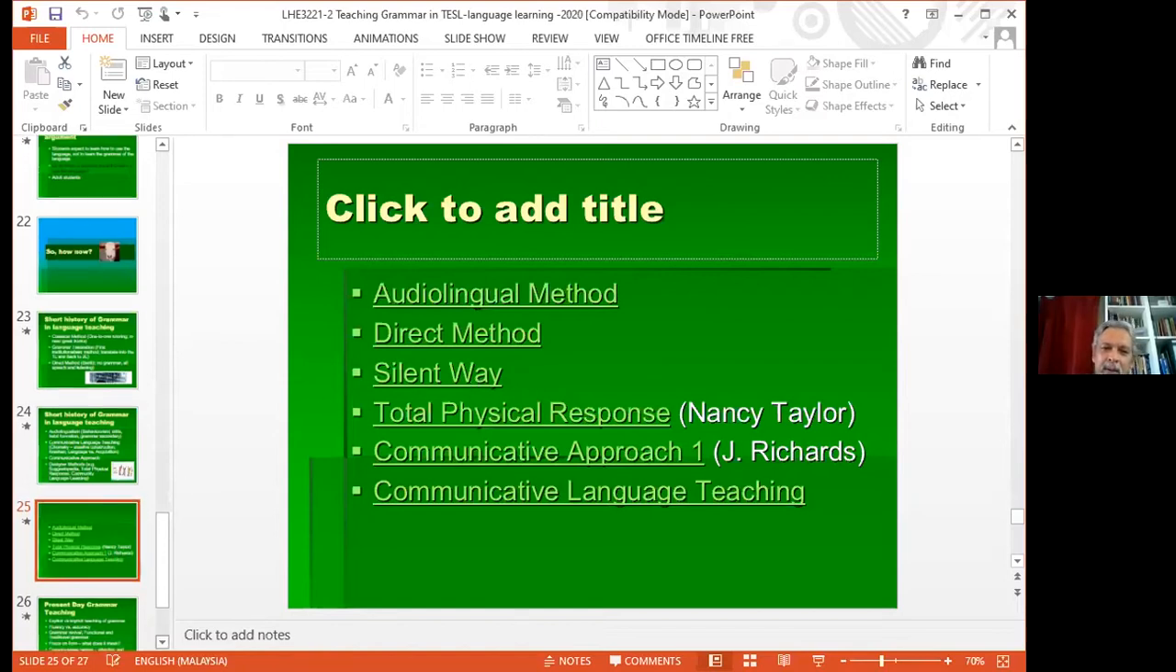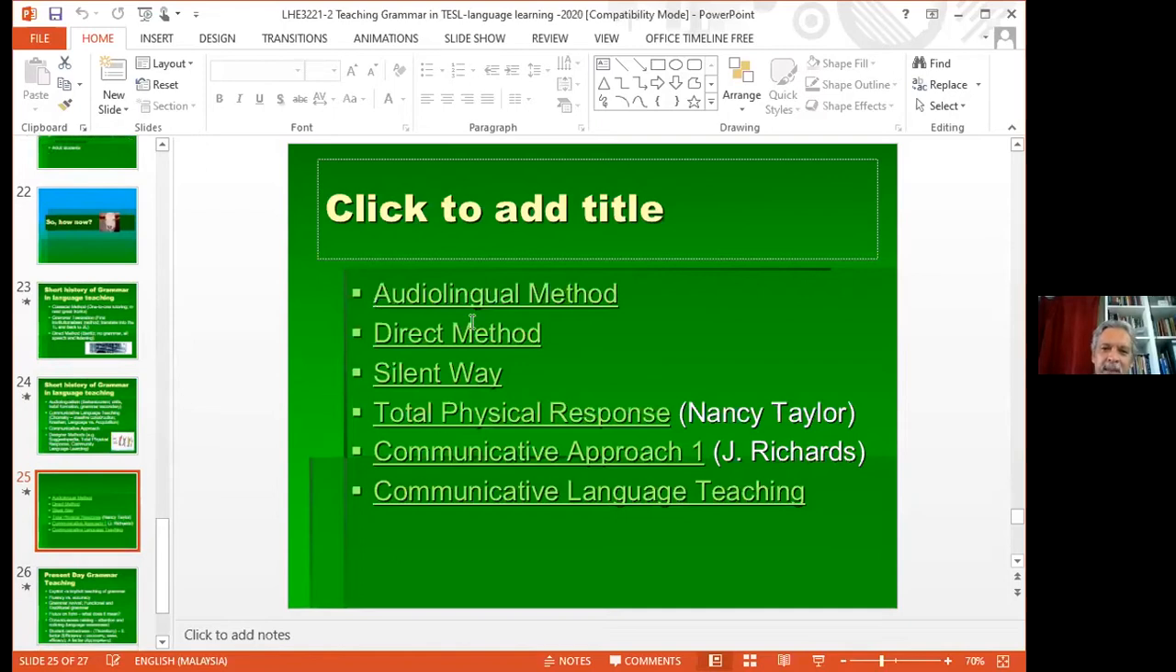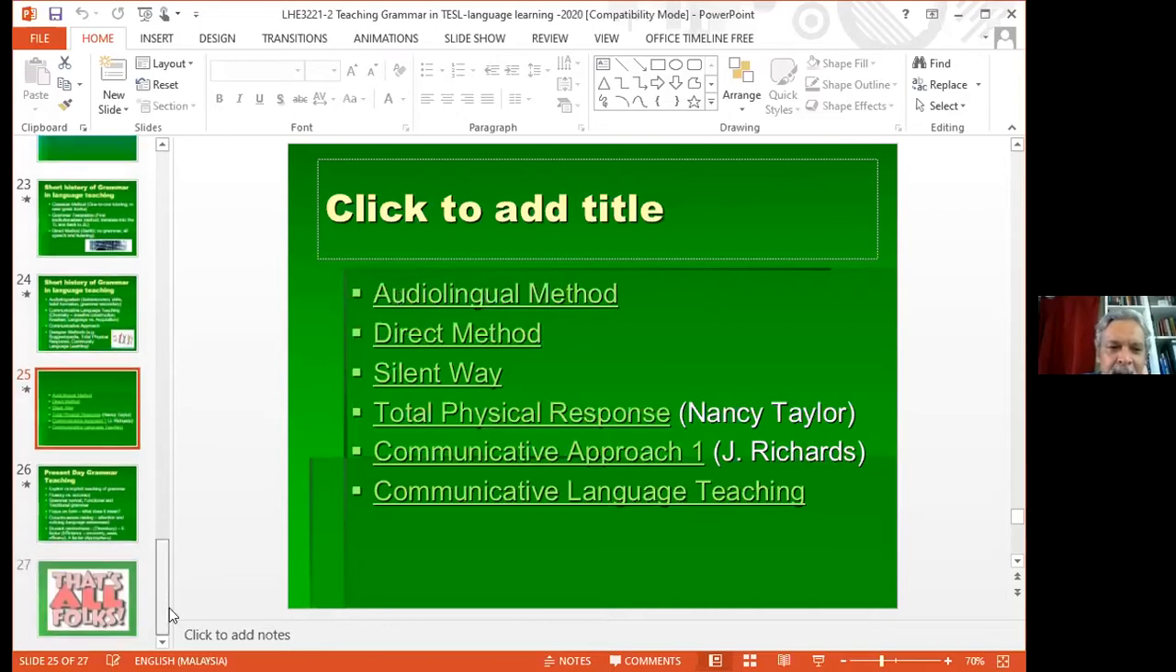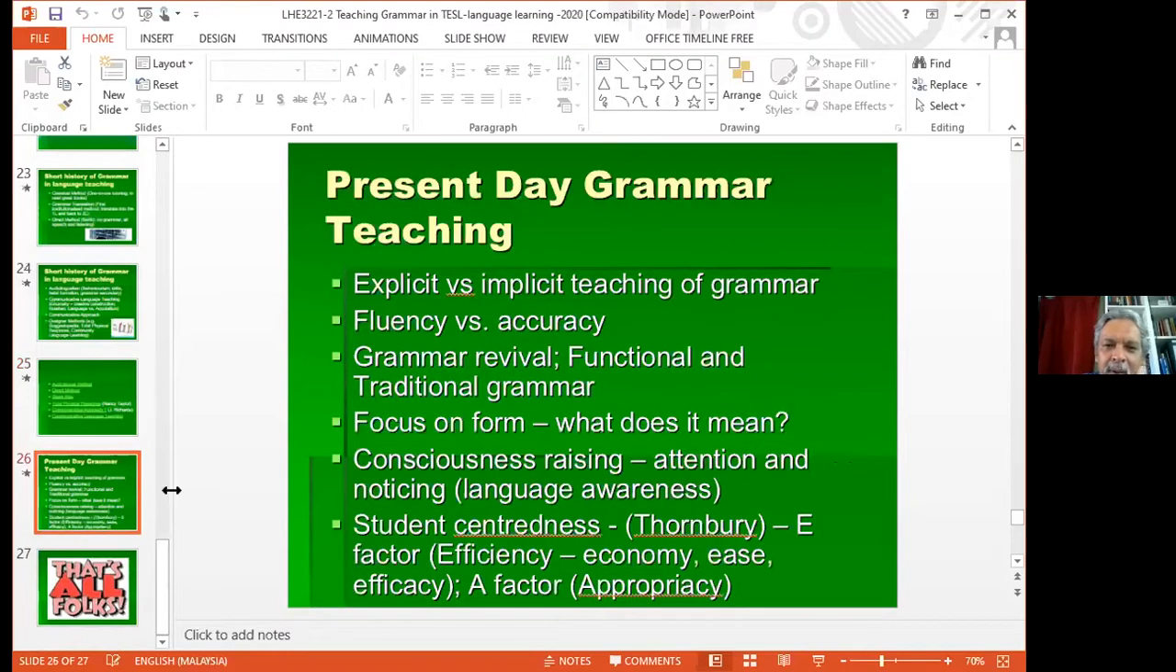Okay, so these are some of the designer methods, but you also have the audiolingual method, which is an indirect method, which are more institutionalized, okay, more formal. So what about grammar now? In present day teaching of grammar, these are some of the things that we are concerned about, explicit versus implicit teaching of grammar. This we have been talking about.